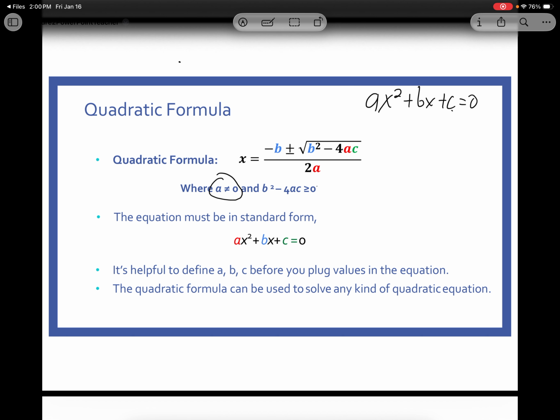So when a equals 0, the first term goes away and we would just have the linear equation, which is what we covered in chapter 1. And then this part ensures that we will have real numbers, not imaginary numbers. So these will be the cases. And again, in this chapter, that's what we'll be looking at.